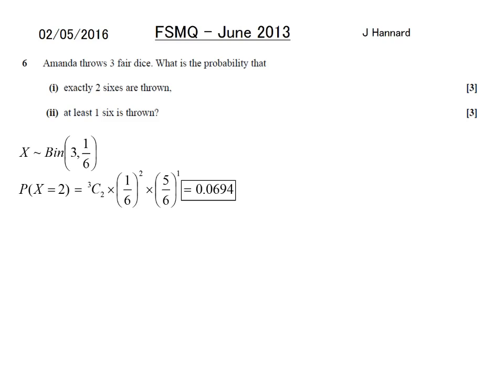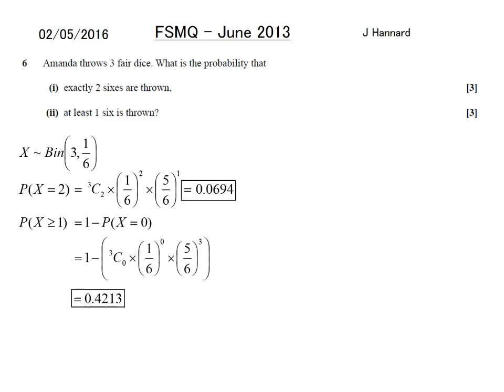Part 2 then, at least 1 six is thrown. Well, that's the P of X is greater than or equal to 1, but that's the same as 1 minus P of X equals none. So that's 1 minus 3C0, success to the 0, failure to the rest, which is 0.4213. So 6 quick marks in an exam if you can get on top of your binomial distribution.